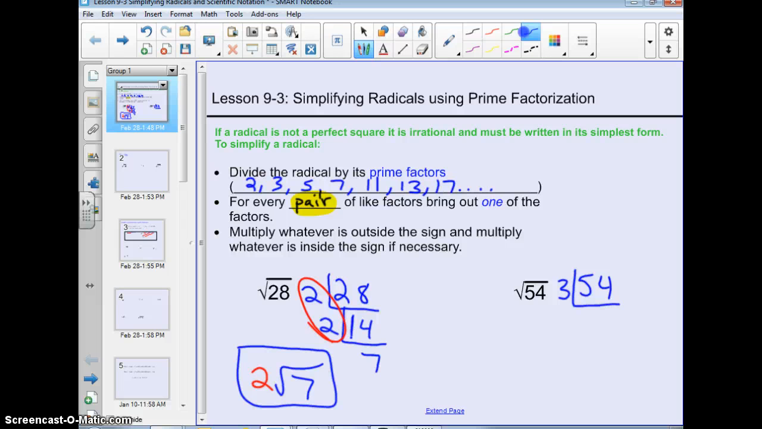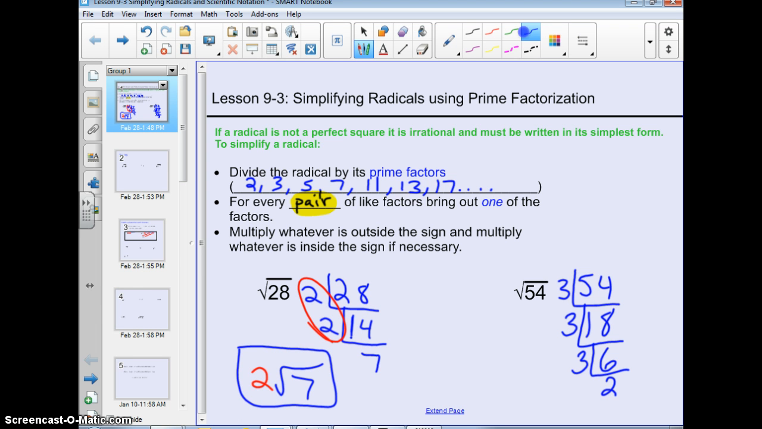54 divided by 3 should be 18. And then I can divide 18 again by another prime factor. I could divide 18 by 2. I could also divide it by 3. I'm going to divide by 3 because that's my bigger number, and it'll make it a little easier for me. So 18 divided by 3 gives me 6. I can still keep dividing here. I can divide 6 by 3 again, and this time I will get 2. Now 2 is a prime number, so we're going to stop there.